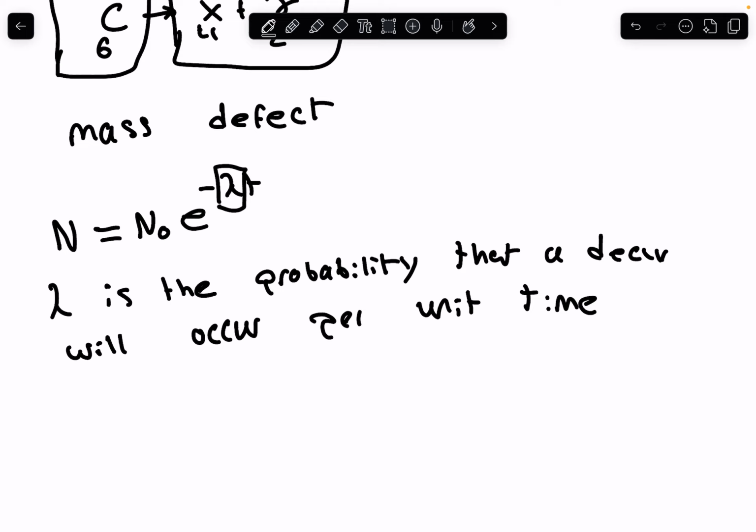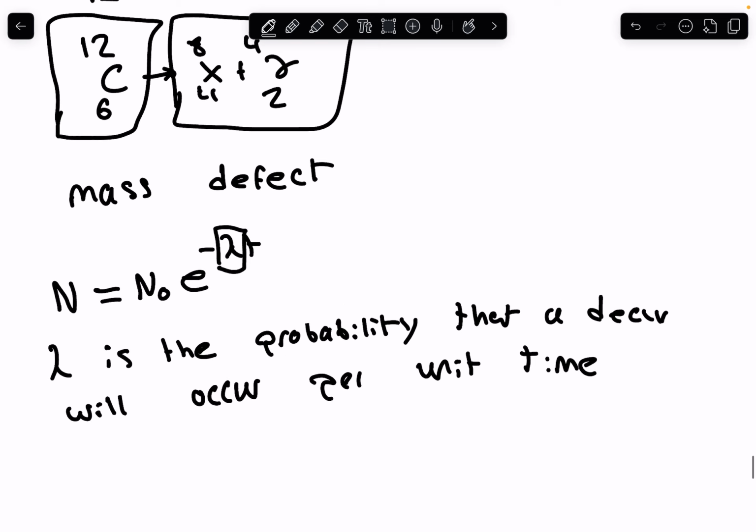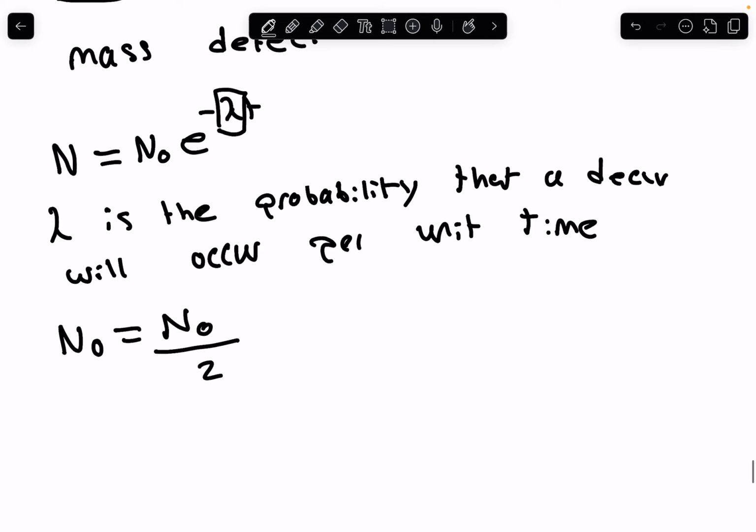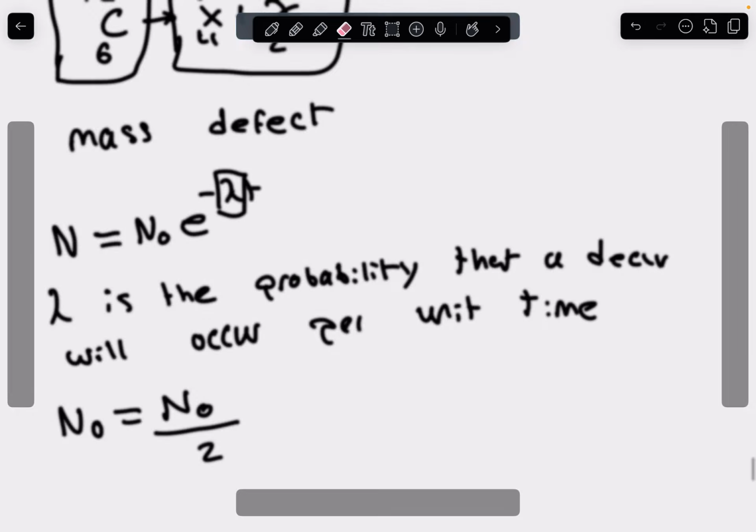So we also like to know the half-life of a certain element. What is the half-life? Simply, the half-life is the time taken for N node to be equal to N node over 2. So the number of nucleons halves. This is what the half-life means. This is the time taken for the following equations.